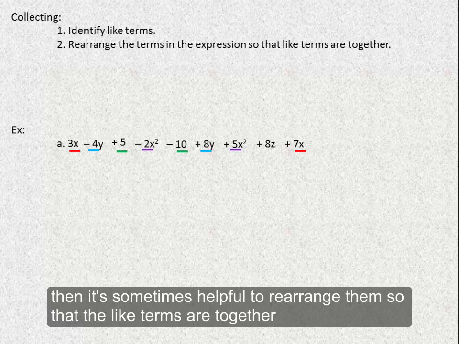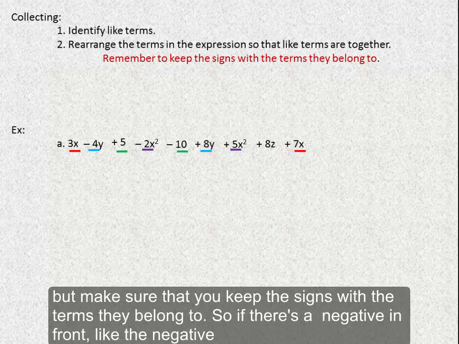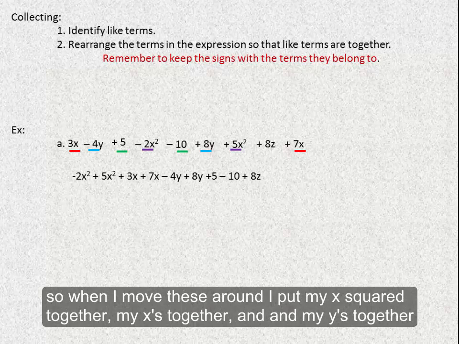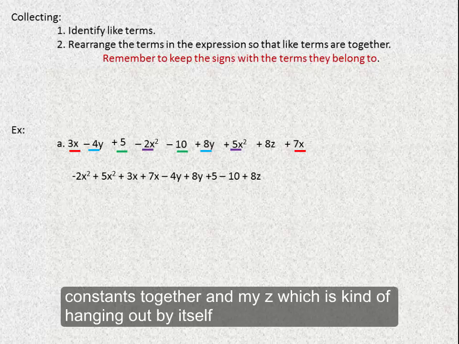Then it's sometimes helpful to rearrange them so that the like terms are together. But make sure that you keep the signs with the terms they belong to. So if there's a negative in front, like the negative 4y, or the minus 4y, it needs to stay with the 4y. So when I move these around, I put my x squareds together, my x's together, my y's together, my constants together, and my z, which is kind of hanging out by itself.